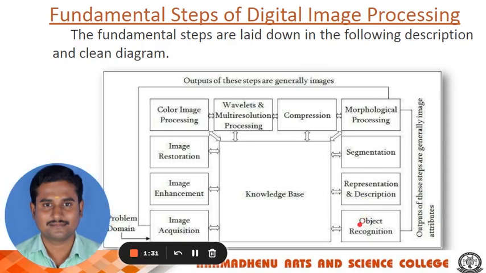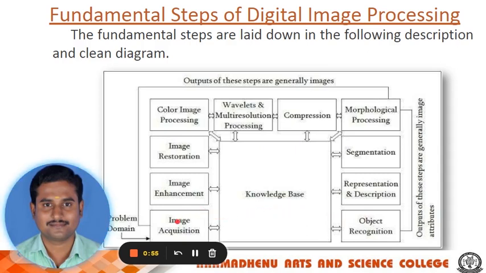Here an object is recognized on the image. When an image is processed, after processing, what is there in the image is recognized. Say for example, an image containing a car: if we have processed, extracted, and identified the image as a car, we have to label the object as a car. So here the labeling process is accomplished in object recognition. So these are the fundamental steps of digital image processing.